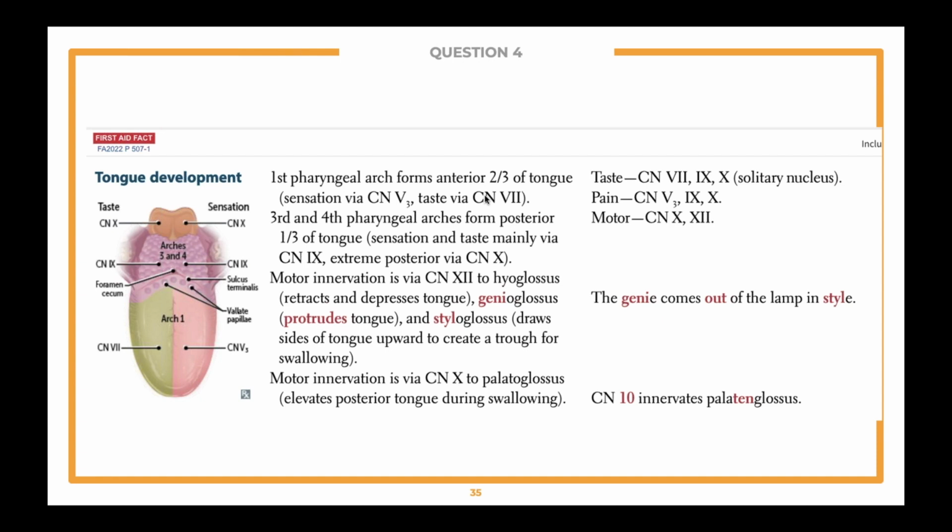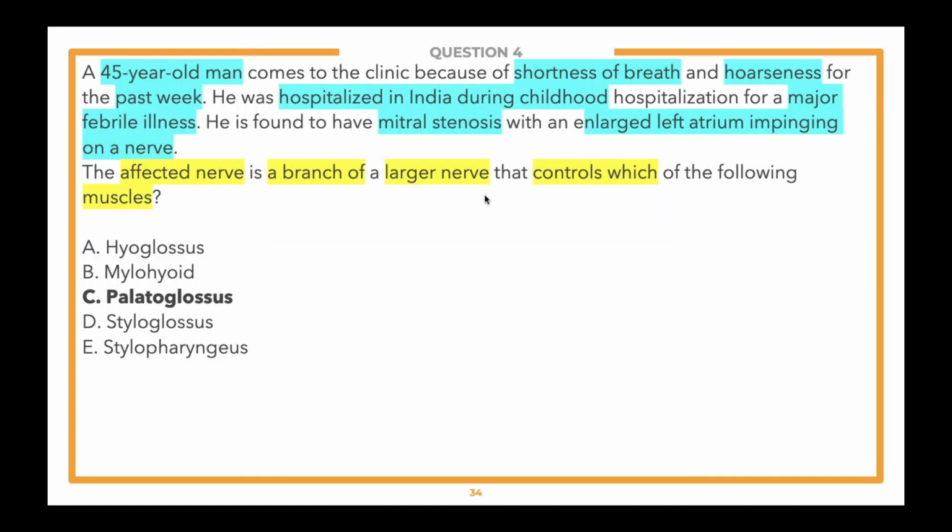If we go back and take a look at the other answer choices, the stylopharyngeus is the only muscle of the pharynx that's innervated by the glossopharyngeal nerve. The styloglossus, like we talked about, is innervated by the hypoglossal nerve as well. The mylohyoid is innervated by a branch of the trigeminal nerve, and hyoglossus is also innervated by the hypoglossal nerve. The best answer choice here is answer choice C.